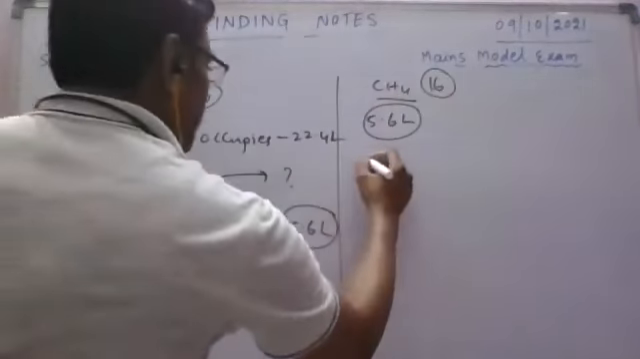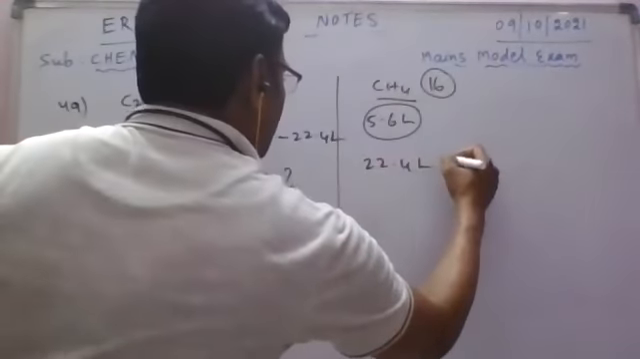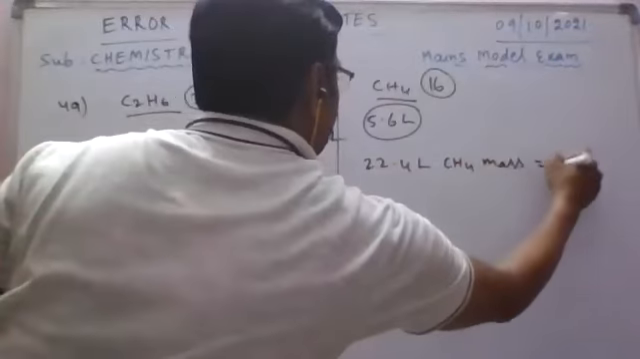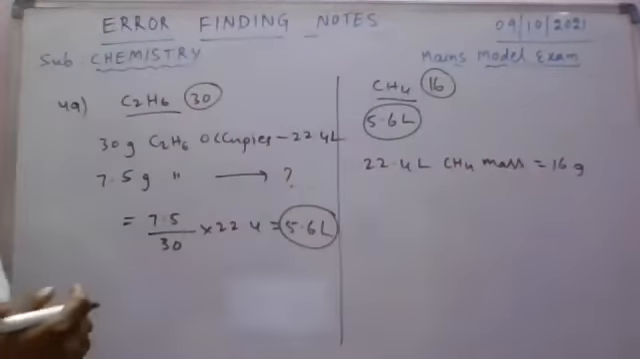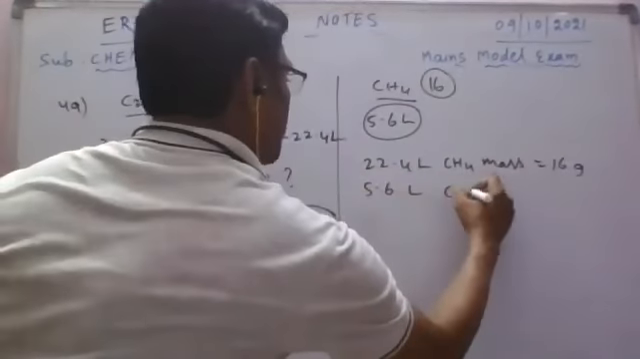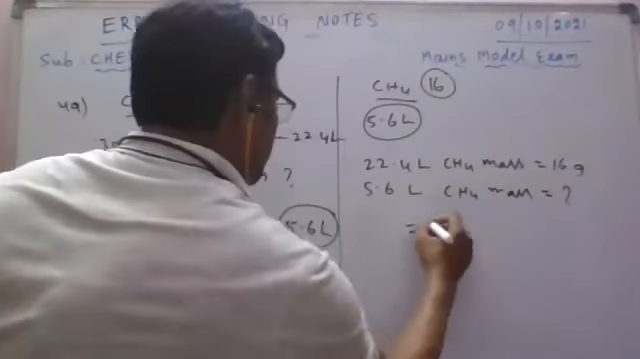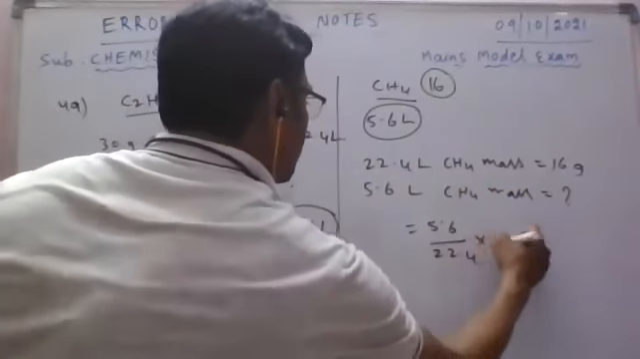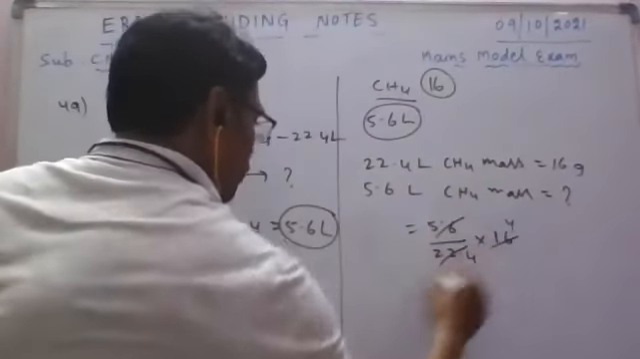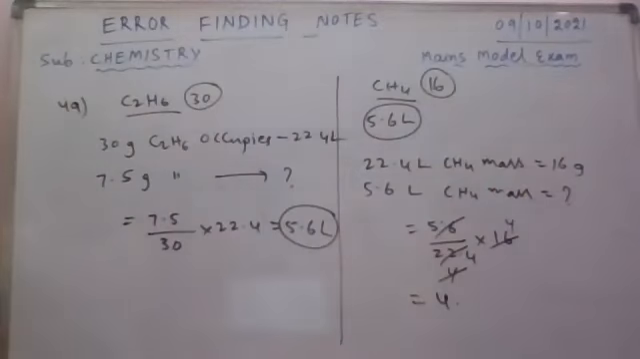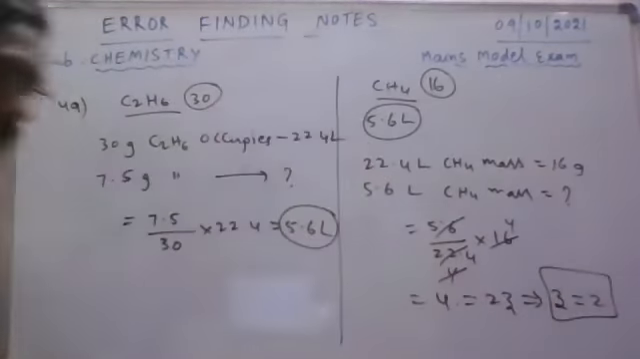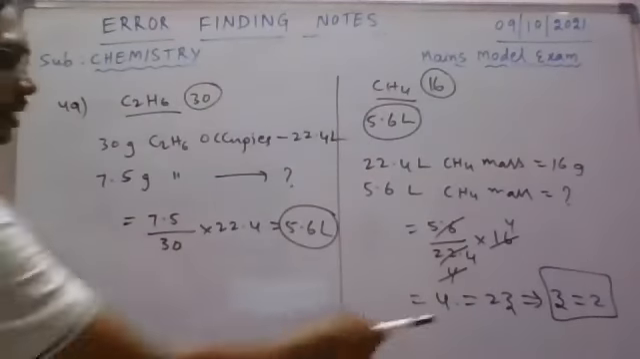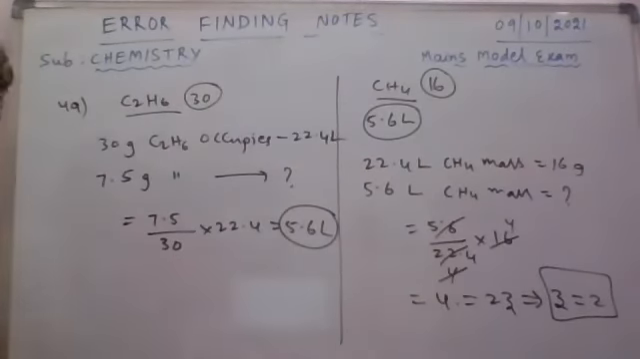Here methane molecular mass 16 means 22.4 liters. Methane mass is equal to 16 grams. Gram molar volume corresponds to gram molecular mass. Then 5.6 liters of methane has mass how much? Here 5.6 by 22.4 into 16. Here 4 times, 4. This is given as 2Z. From this Z is equal to 2. In the question, that mass is equal to 2Z, then what is the Z value?